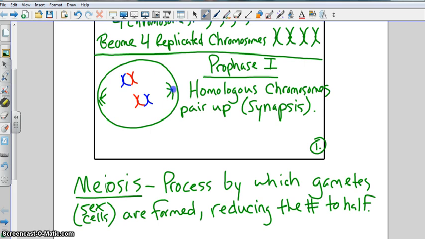So in prophase 1, just like mitosis prophase, when the chromosomes show up, they pair up in homologous pairs, and we call that synapsis. One way to remember it is they synap together. Yeah, that's good. I didn't come up with that, I promise. That was the lady in the back of the room.